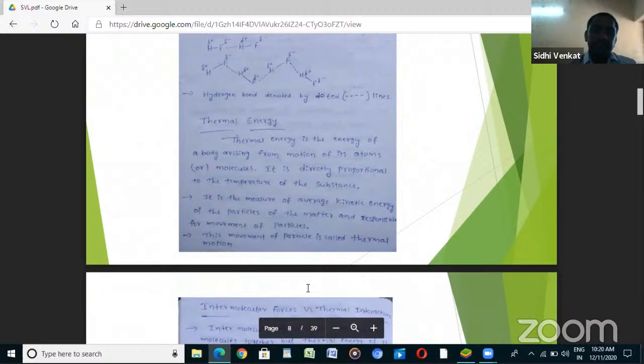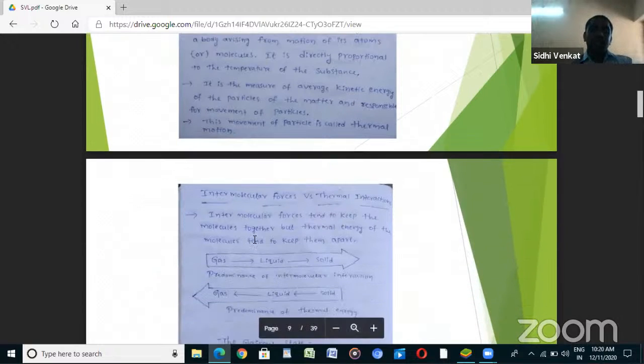This movement of particles is called thermal motion. What is the movement here? The average kinetic energy is directly proportional to the temperature of the particles. This movement of particles is called what? The movement due to temperature of the particles is called thermal motion. Okay, students. Next, look at this, students.